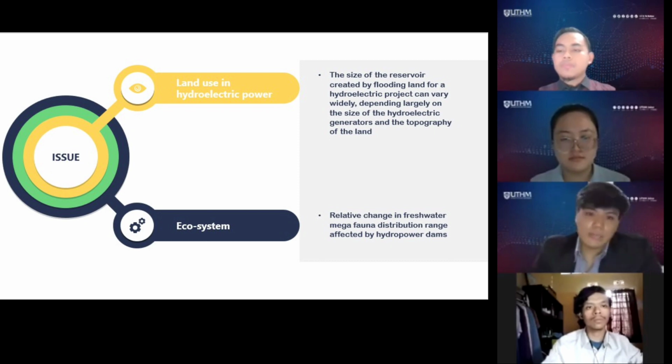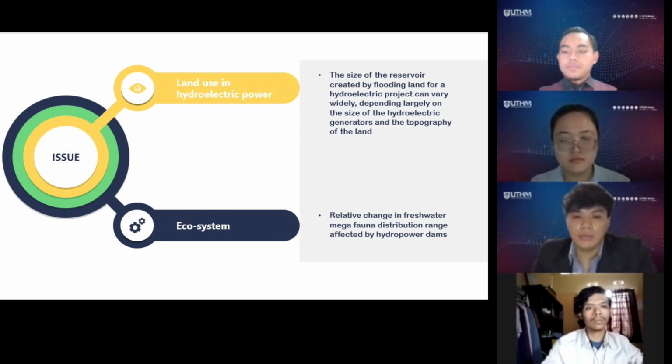Thank you to our moderator, Miss T, and thank you to Mr. Shahid for introducing our topic today, hydropower. Now I want to talk about the issues of hydropower. I found two issues in this topic. The first issue of hydropower is land use.